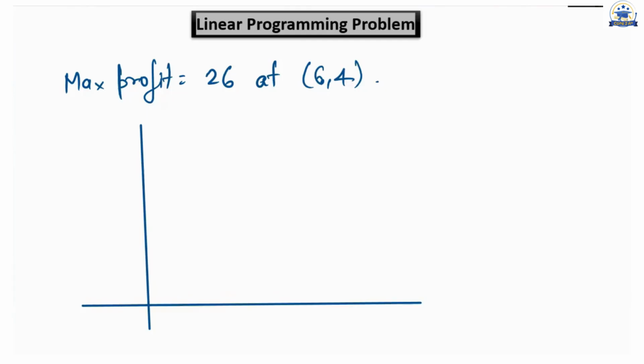Okay. Here we have the origin 0, 0. Here we have 2, 4, 6, 8, right? Similarly, 2, 4, 6, 8.